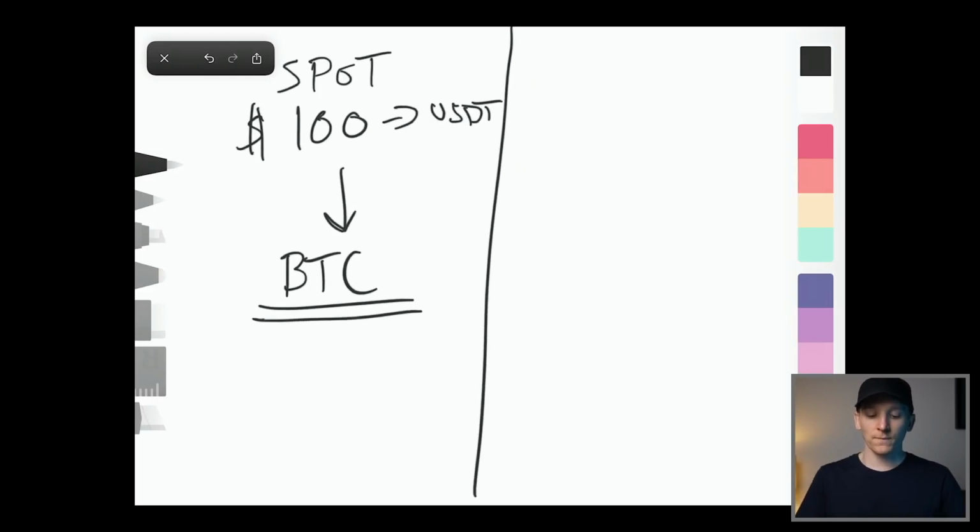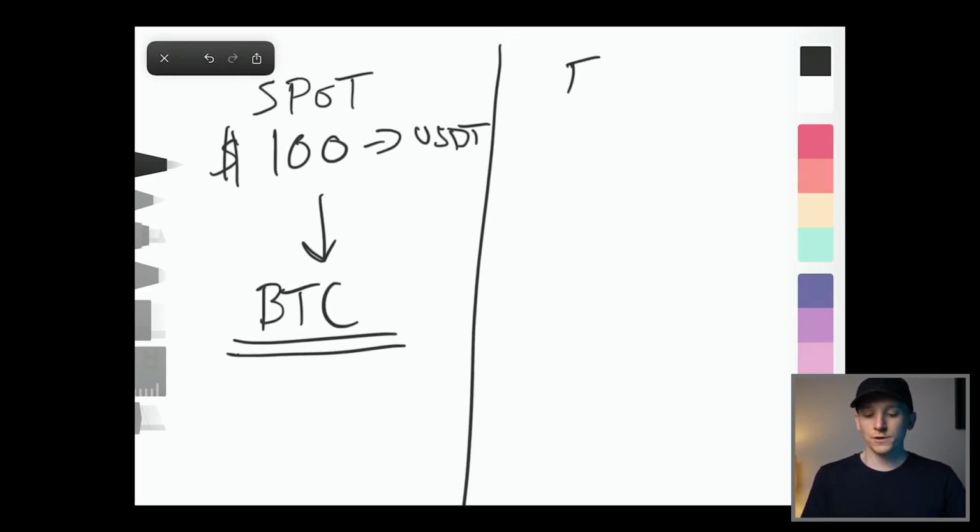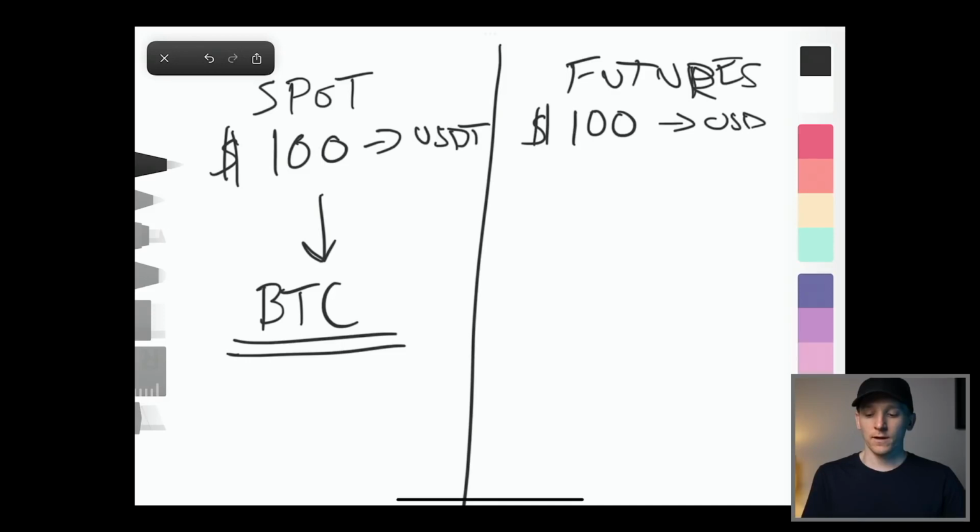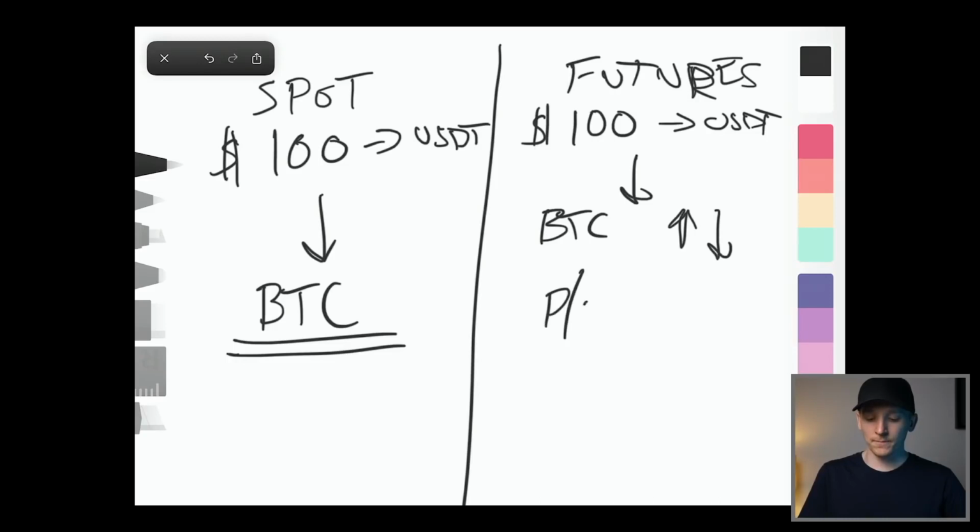Now, what's different is the futures market. Futures are very different in that you don't actually trade the underlying asset. So with futures, you take $100, and then you can turn that into USDT. And then what you do is basically fund your account with this collateral that you have. Now, what you can do is basically bet on the price of Bitcoin going up or down. This is very different. And then what happens is that your P&L, your profit and loss, basically goes into your account, whatever that may be.